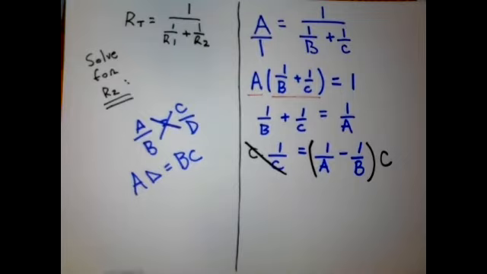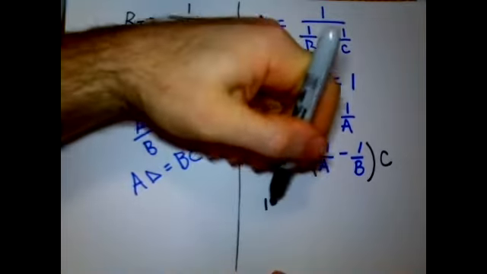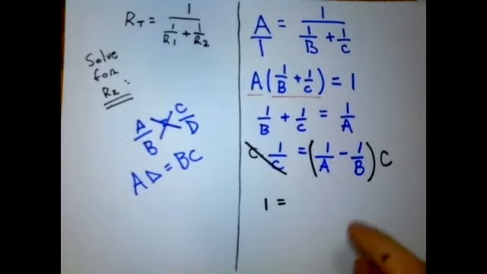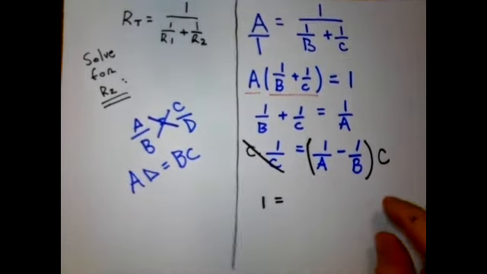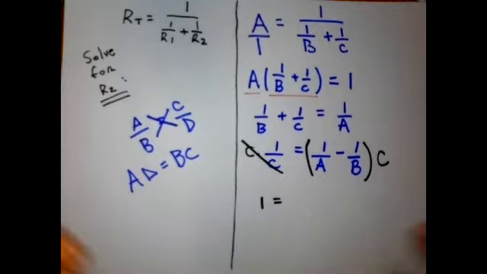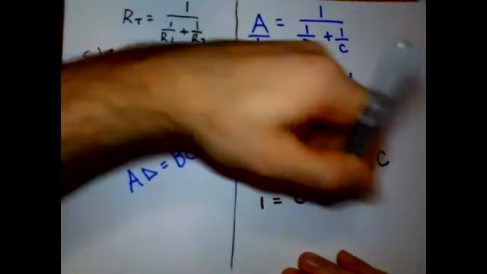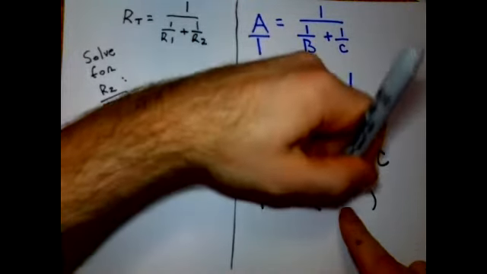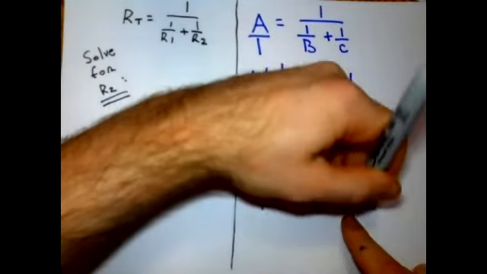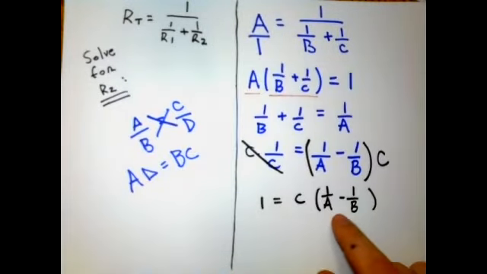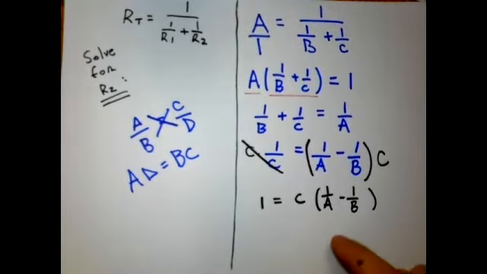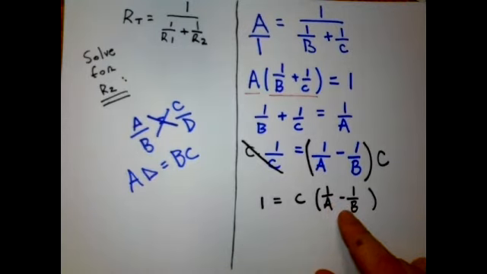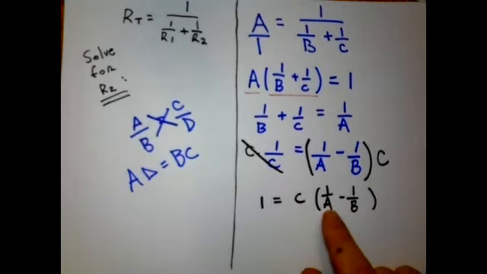Oh yeah, let's clean it up now so you can see it. So now it's 1 equals. Now, whether you put the C at the end or in the front doesn't matter. It's just C times the stuff in parentheses: 1 over A minus 1 over B. So the big part of this is just not getting carried away with the stuff in parentheses, even though it's messy. Just think of this as C times stuff.